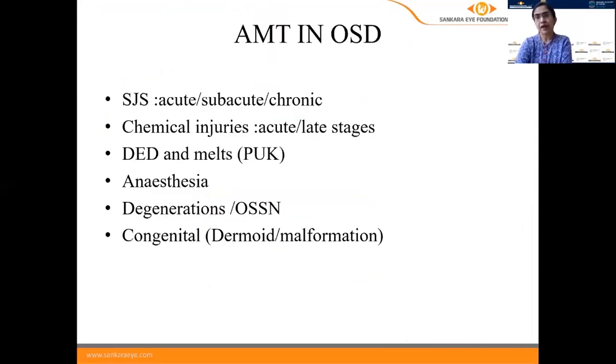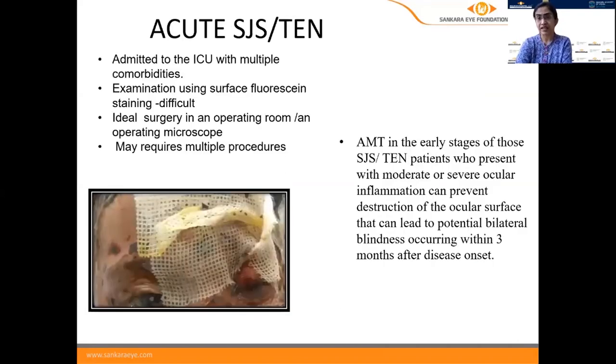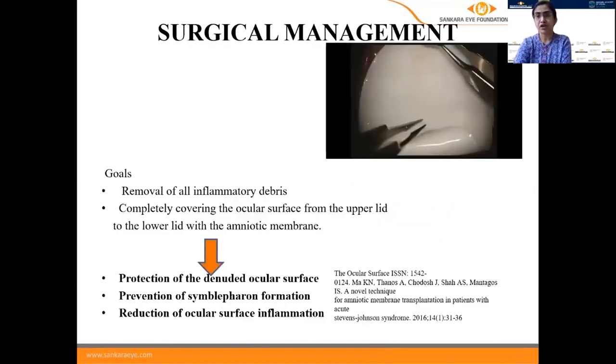So where is the role of amniotic membrane in the ocular surface disorders? The first most important is acute Stevens-Johnson. We know that at least 25% of patients who are hospitalized need some kind of intervention because of involvement of the conjunctiva or corneal ulceration. Challenges are there because they are in the hospital. Maybe we will not have the way to examine, nor the microscopes to do the ideal surgery. But these are the non-ideal cases where we'll have to manipulate and try to do something to give them good saving of the surface. So how do we go about it?